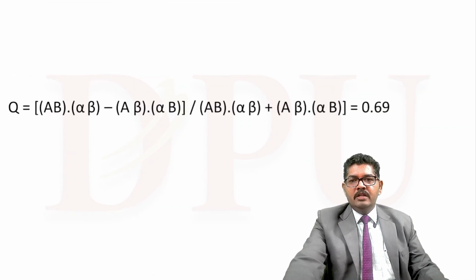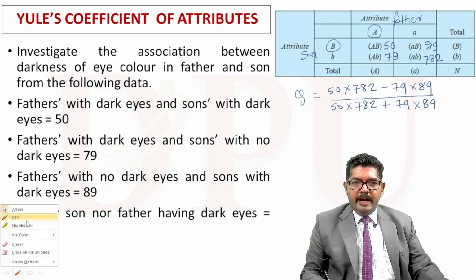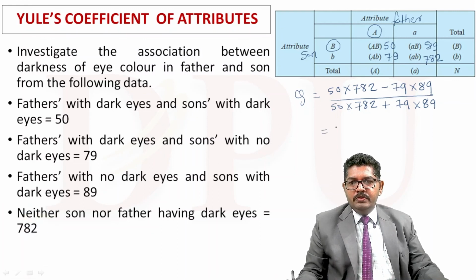So the answer is 0.69. This value you can calculate. This is equal to 0.69. So Yule's coefficient is found to be 0.69. So we can say that there is a positive correlation, or positive association, between the darkness of eye color in father as well as in son. So this is how we can interpret, or find out, Yule's coefficient.